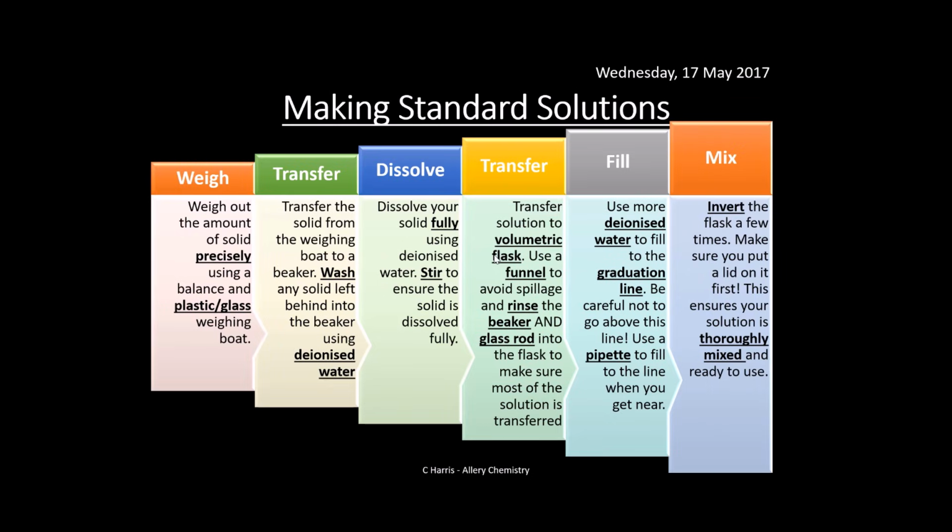And then finally we need to mix it. We just invert the flask a few times, tip it upside down, put the lid on it, of course. We don't want the stuff going everywhere. You've just delicately made this. Basically this makes sure it's thoroughly mixed and it's pretty much ready to go. It's a bit like making cocktails, you see. Okay, so this is how you'd make a standard solution.